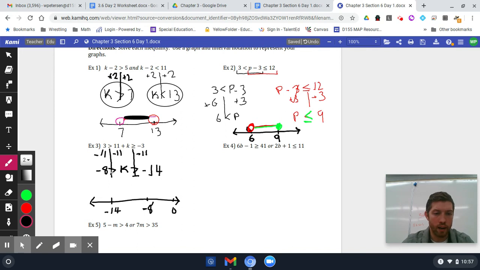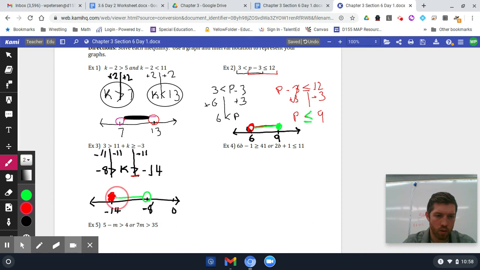And now we need an open circle. I need an open circle at -8. And that is going towards my k. And then I need a closed circle at -14 because of this line right here. So closed circle.